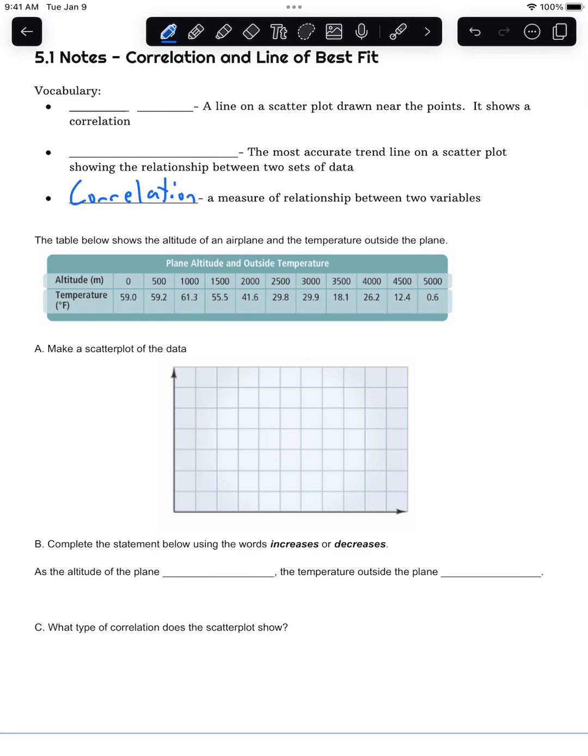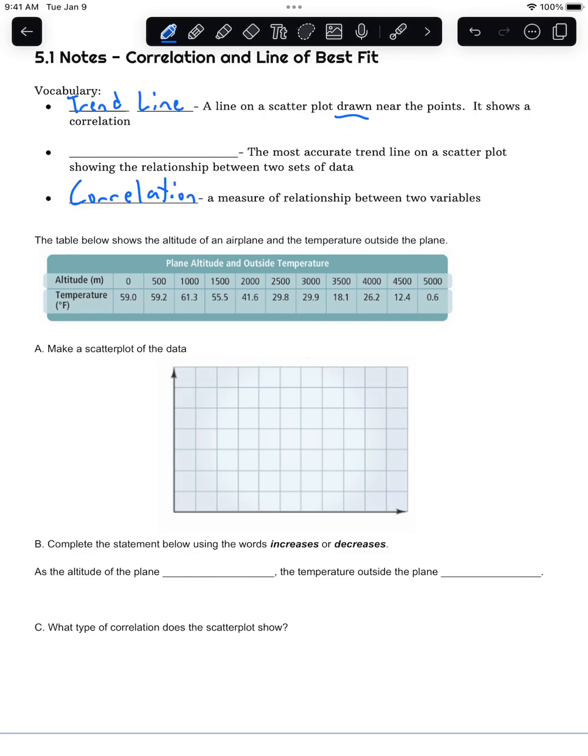All right, so two things we're going to add in today. First one is called a trend line. You maybe heard me say things about trends the other day. A trend line is a line on a scatter plot drawn near points, and it just shows a correlation. I was doing it with one of my tools here on the iPad the other day, where I showed you, going from left to right, if it's going up, it's positive, and if it's going down, it's negative. A trend line is just something that you draw.